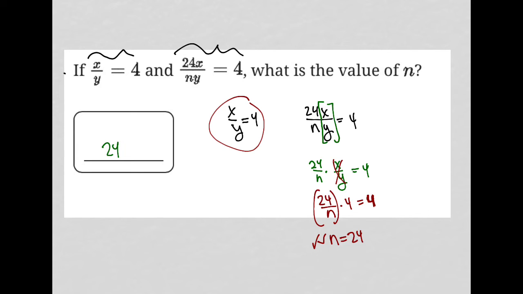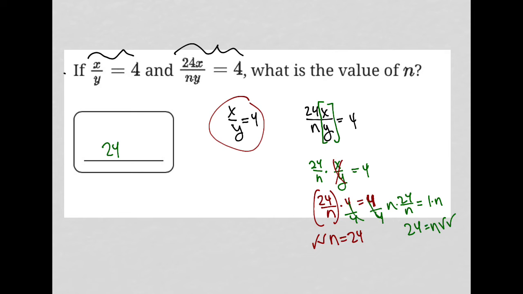Another way to think of it is I could divide by 4 on both sides, and then I'd have 24 over n equals 1. Then I can multiply by n on both sides and get 24 equals n. So that's another way to get to my 24. Yeah, I think there's probably some other ways here as well.